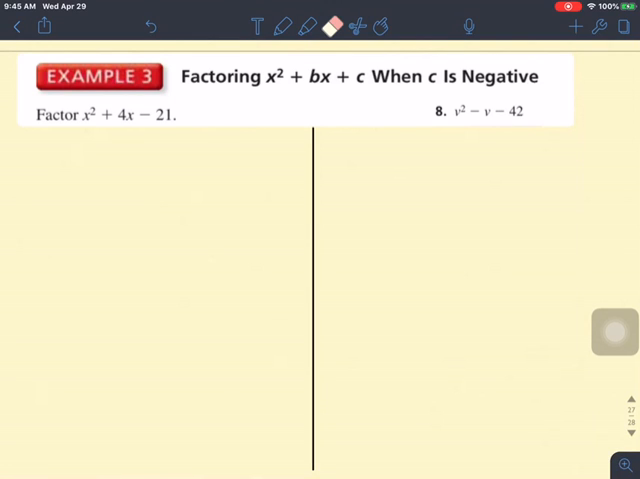Hi Chargers, this video is about factoring when the C is negative, and understand this is called the C, this part right here. So we're going to start this off. We know that we have an x squared here, right? And so we know that there is an x and an x, but this is where it gets different.